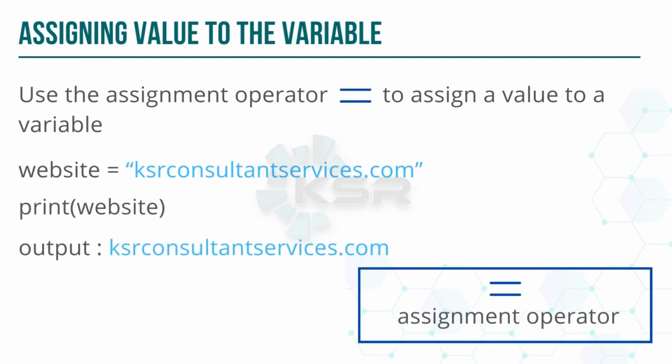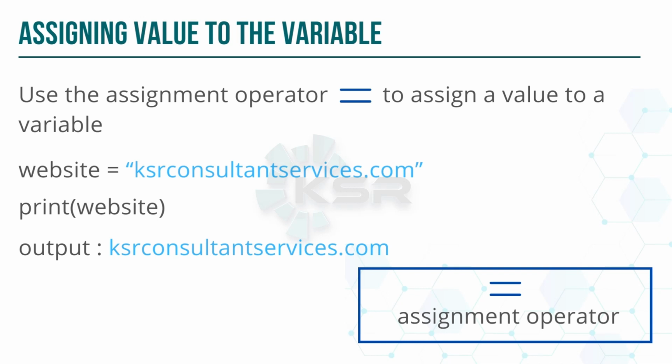And how do we assign a value? We use the assignment operator, the equals to symbol here. Whenever I say website equals to KSR consulting services, I'm creating a variable by the name website and assigning this value to my website. So that is how we create variables in Python.